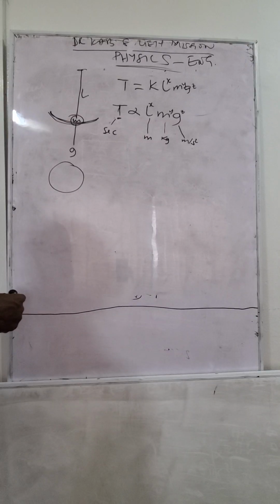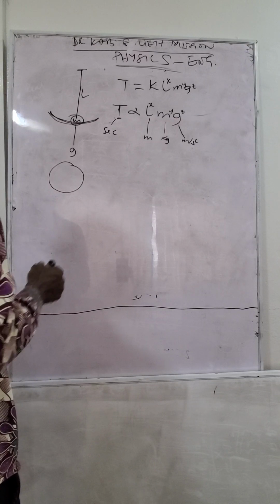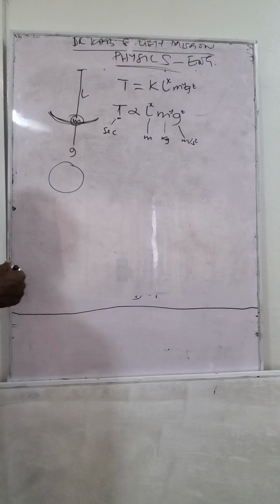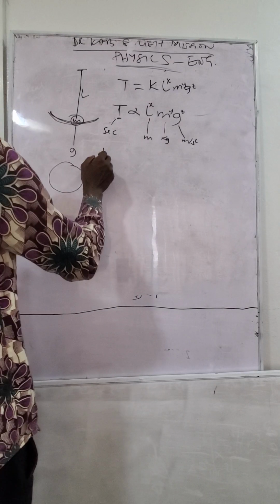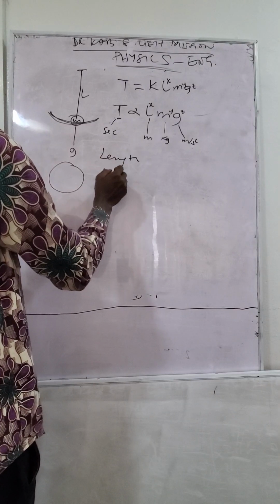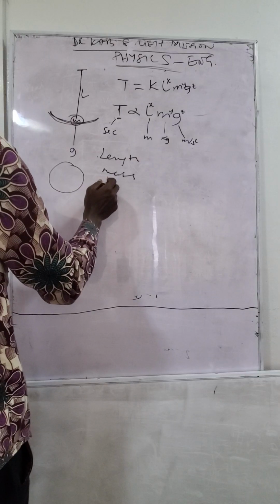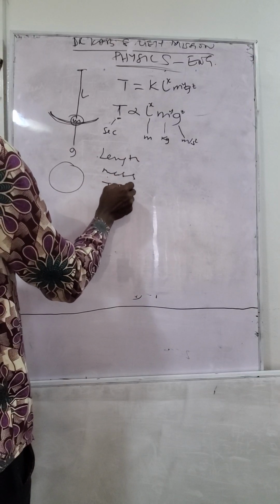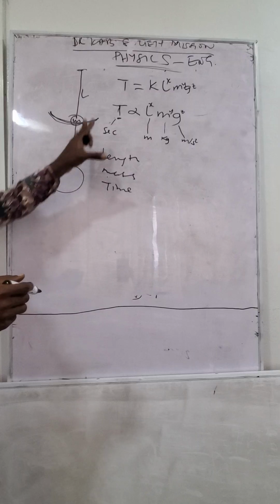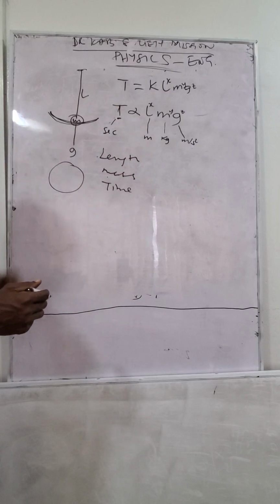Alright, so let's look at what happens in this case. We have the three fundamental units for physics: length, mass, and time. That's what we are trying to use, these fundamental units, to get the equation.